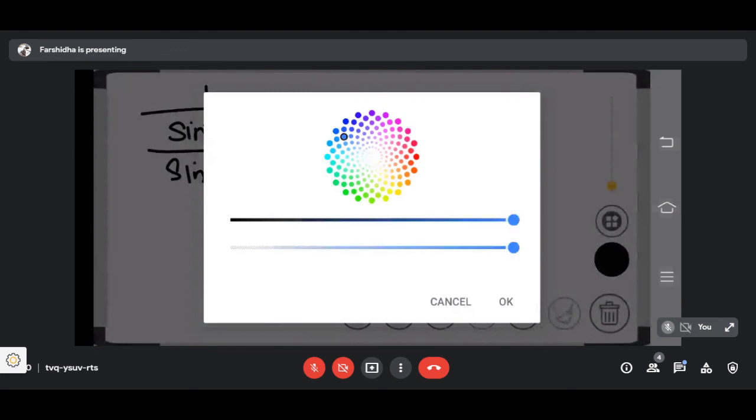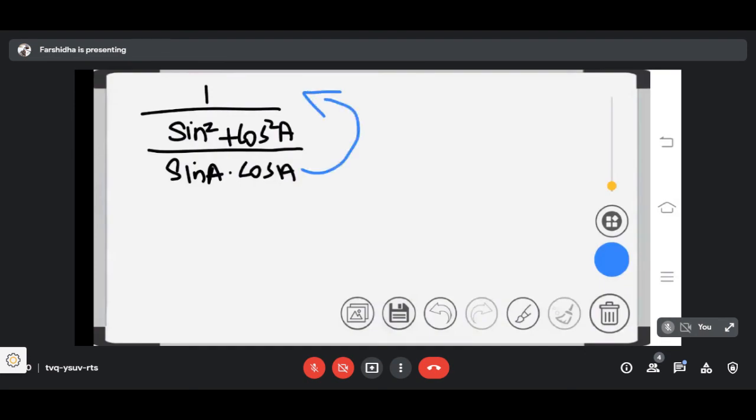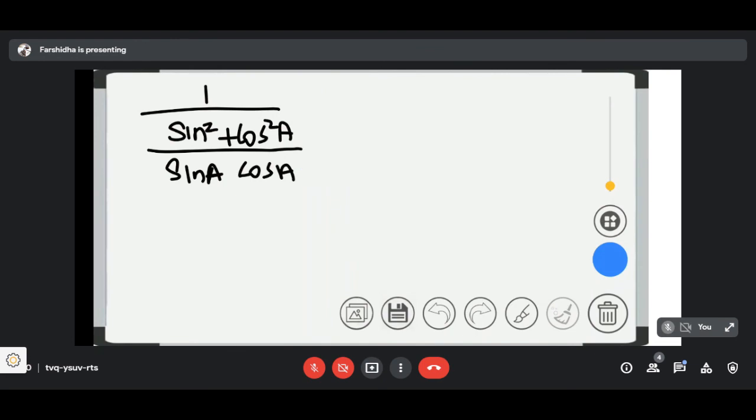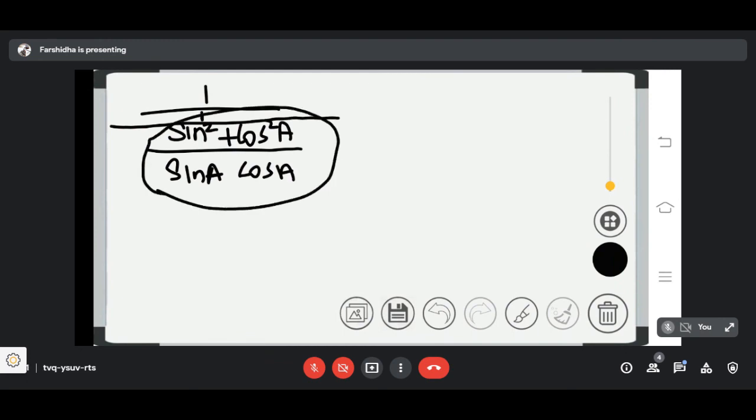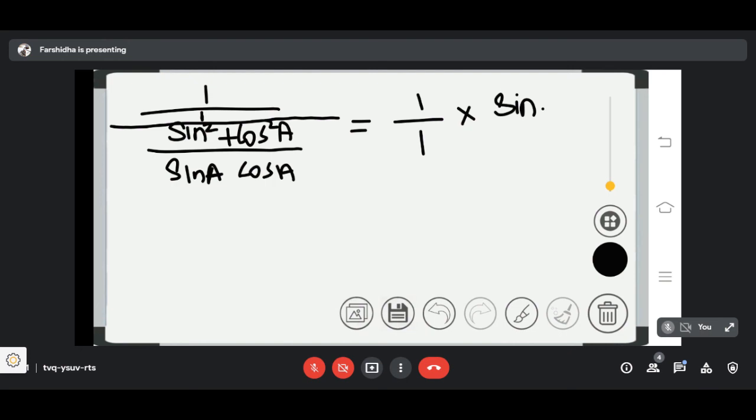That means this term will go up. See, this is 1 by 1. This is the whole division. So this denominator will go to this side and it will become reciprocal. Sin square A plus cos square A by sin A cos A will become sin A cos A by sin square A plus cos square A. And also this division will be multiplication. So your next step will be 1 by 1 into the reciprocal of the denominator: sin A into cos A divided by sin square A plus cos square A.